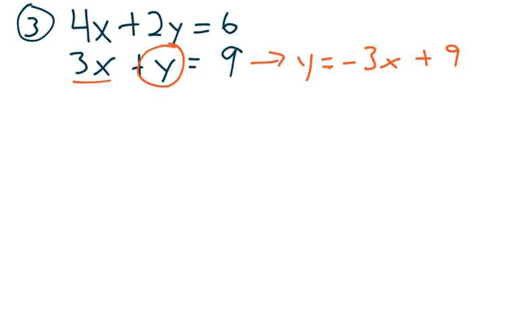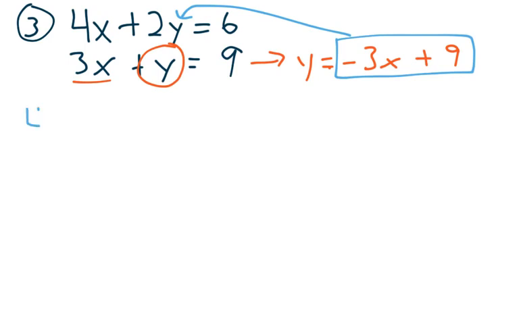Okay, so step 2 then, take what y is equal to, this negative 3x plus 9, and put it in the other equation for the variable you solved for. Since we solved for y in the red one, we're going to put it in for y in the first equation. Okay, so step 2, 4x plus 2 times my y value. Y is negative 3x plus 9 equals 6. Everything else in the first equation stays the same.